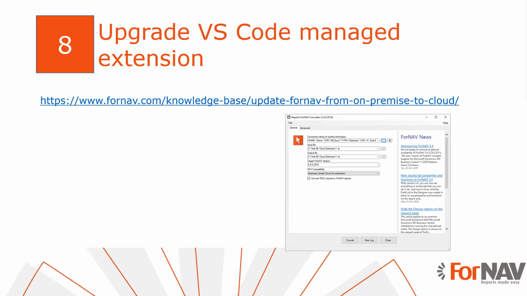And the final thing we need to do is to upgrade any VS Code managed extensions. We have recorded a coffee break especially about this topic recently, so we won't extend this coffee break any further. And updating your VS Code managed extensions to universal code from DLL works exactly the same as you would when you upgrade your ForNAV from on-premise to cloud. So this knowledge base article that we describe here will discuss everything that you need.